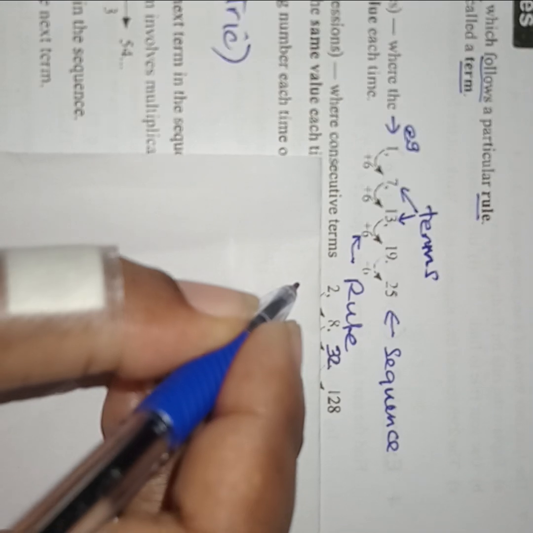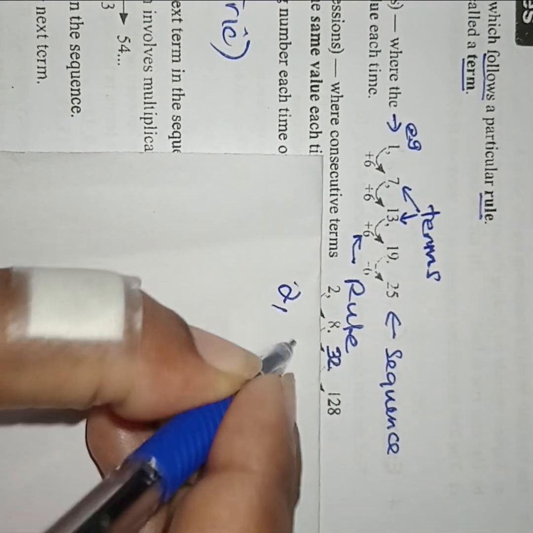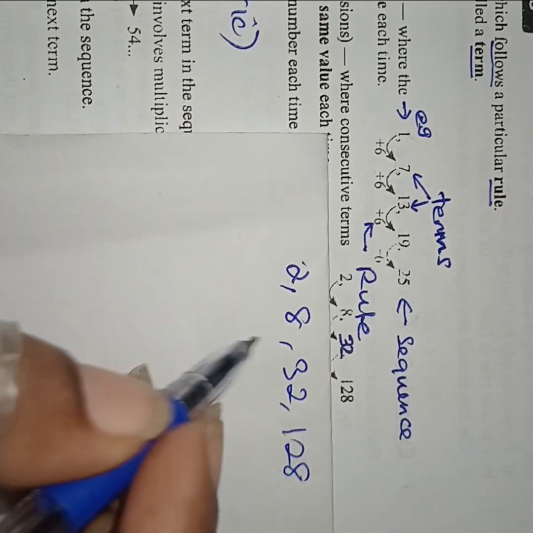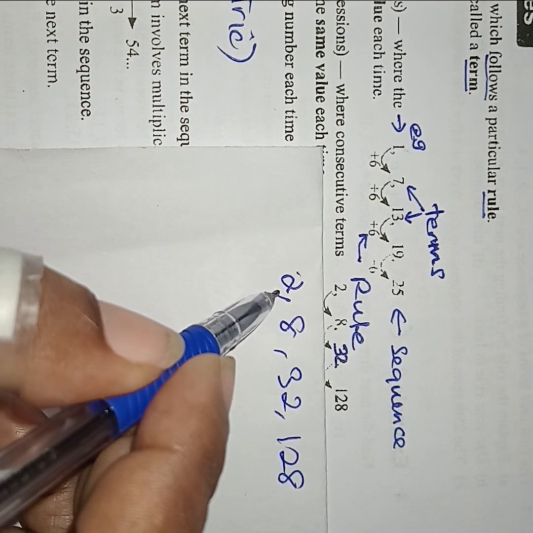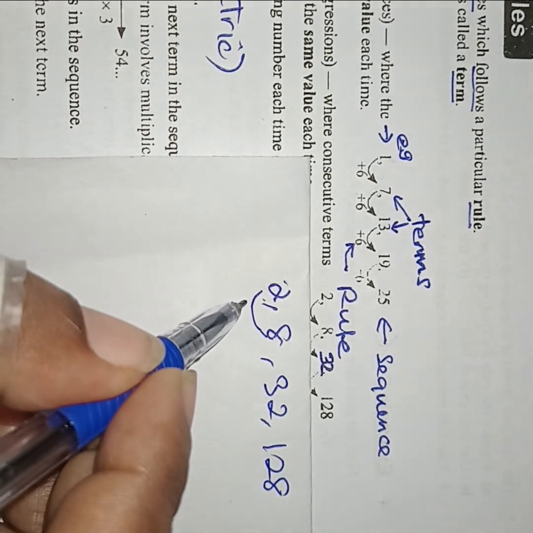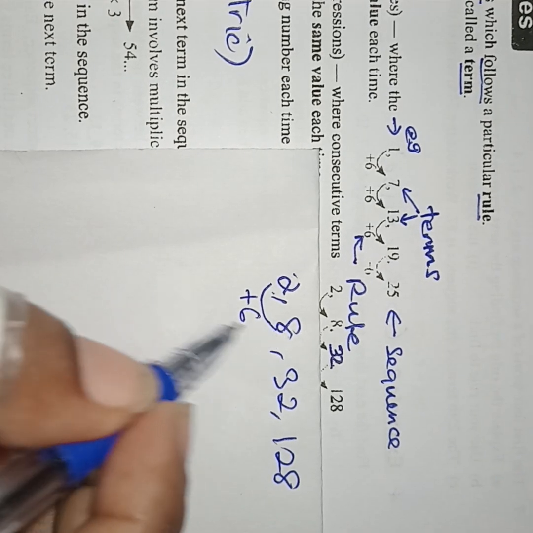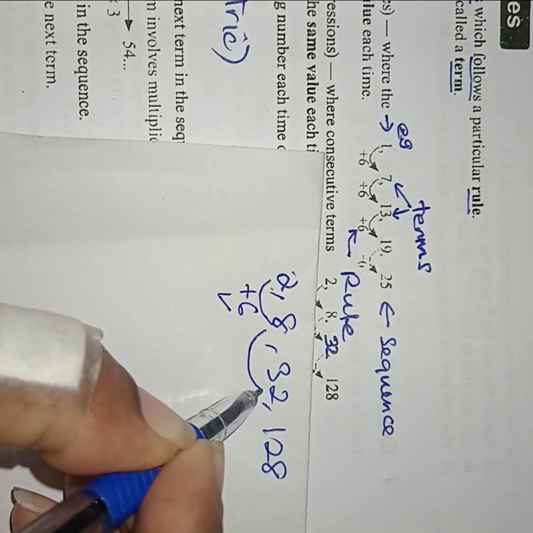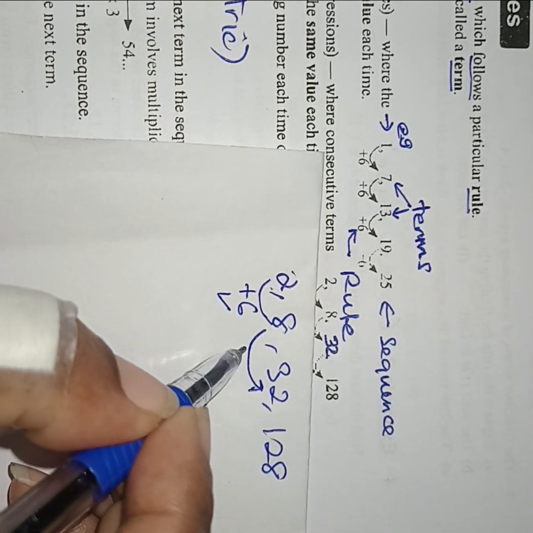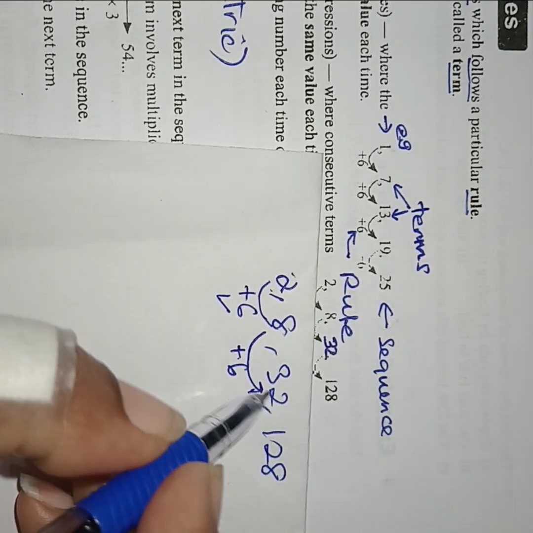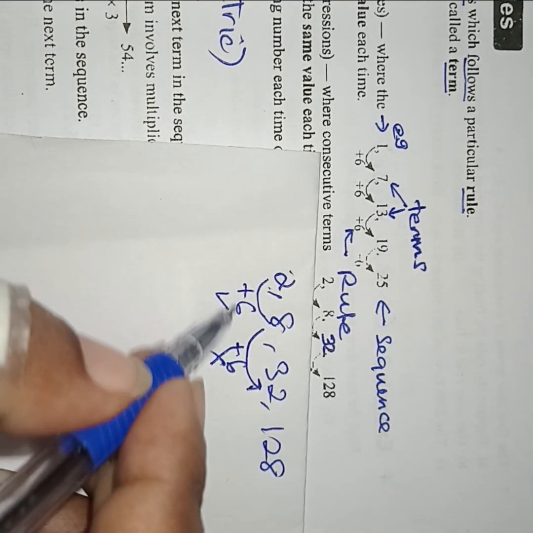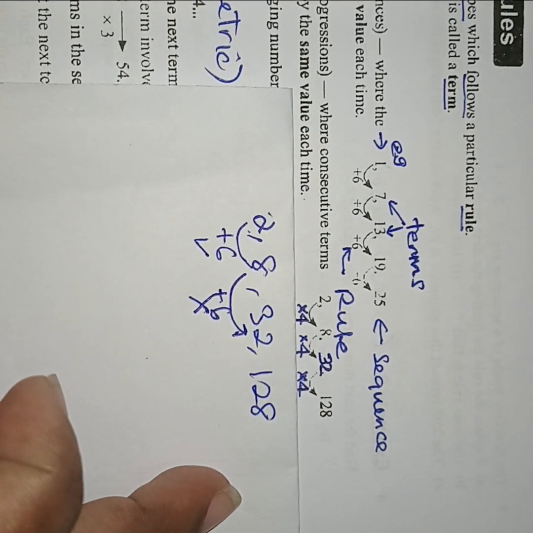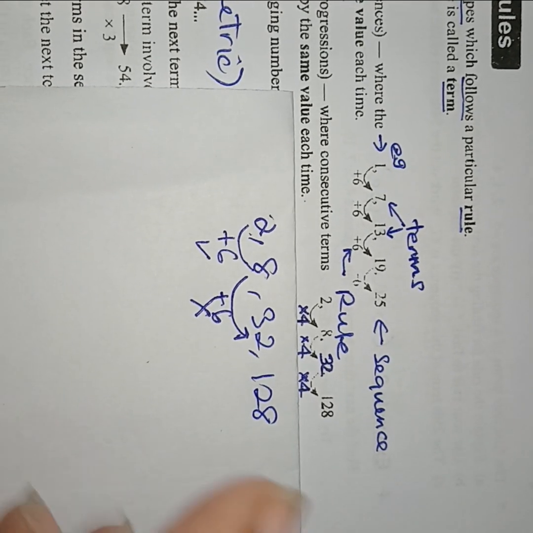And we are just given this sequence of numbers 2, 8, 32, 128. Now the first thing that comes to mind will be addition, so let's check. 2 plus 6 will give us 8. That is correct. Does this work for the next term as well? Does 8 plus 6 give us 32? No, it doesn't work. So addition is not our rule, meaning this will not be an arithmetic sequence.